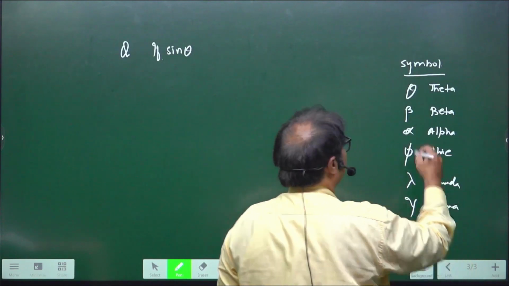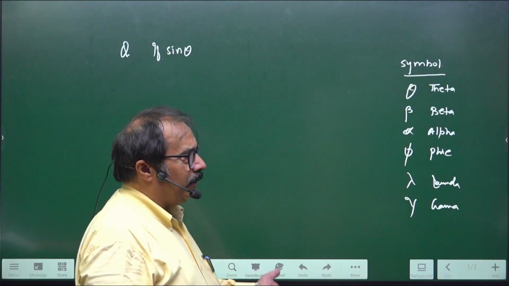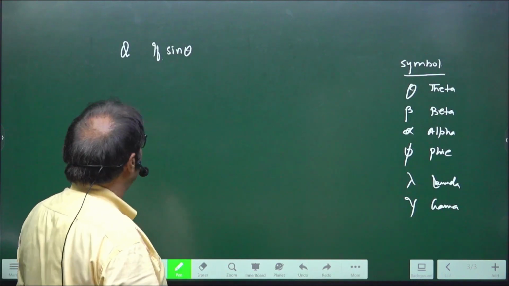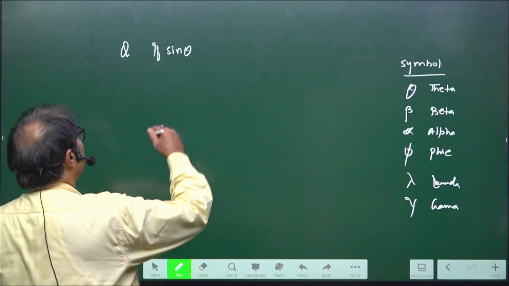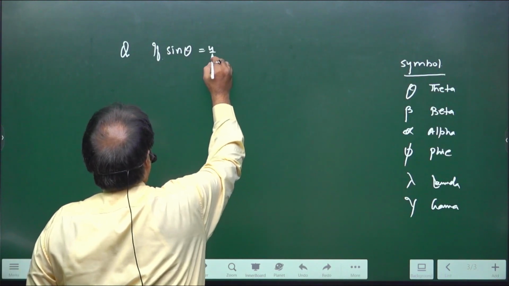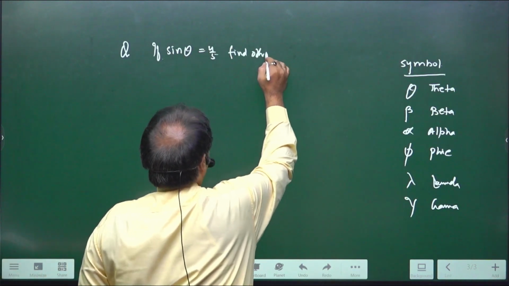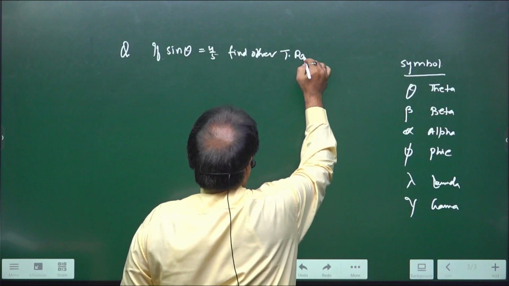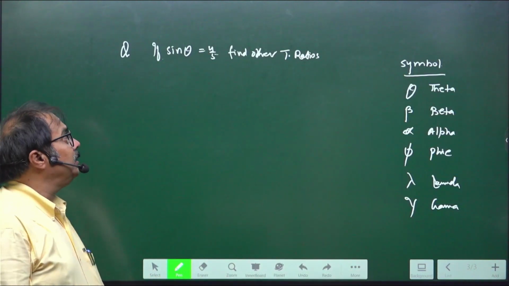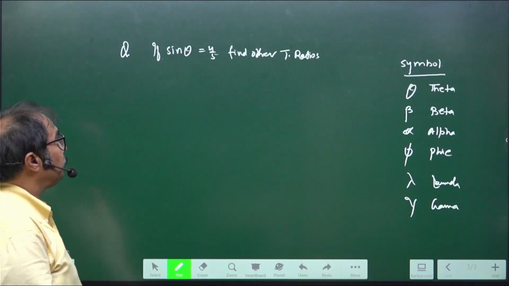So these are the symbols to indicate the angle, or it may be given as sine A, sine B, so for that triangle, the name of the triangle will be given. Anyhow, if sine theta is equal to 4 by 5, then find the other trigonometrical ratios. This is the question.